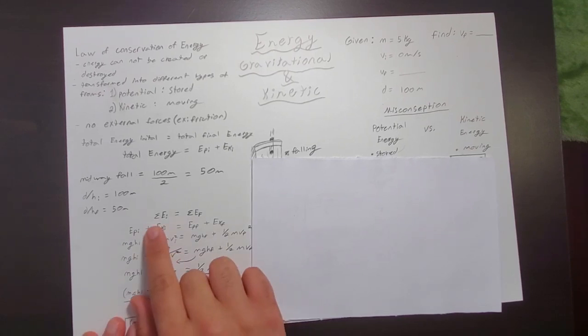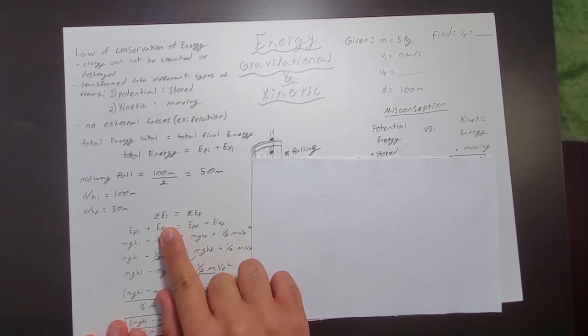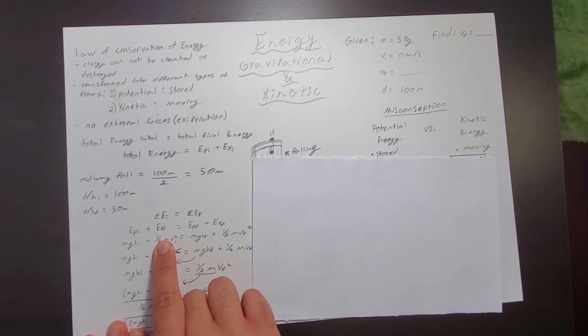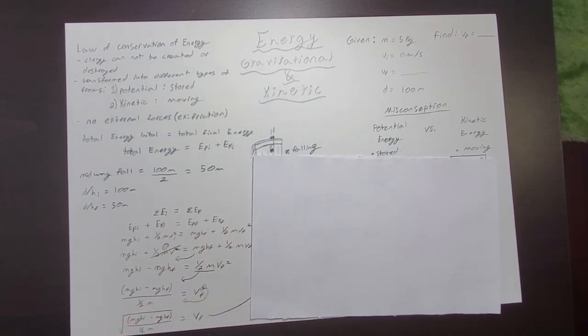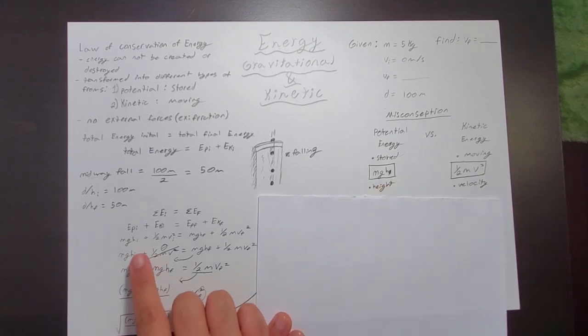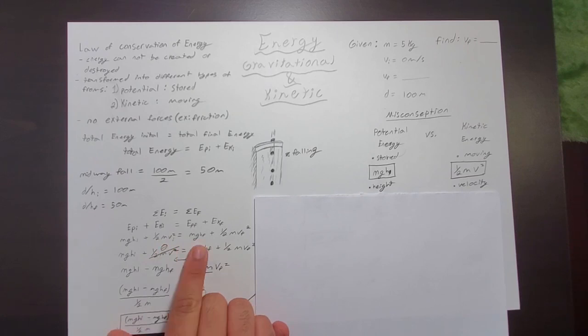Now we can start off with setting an equation, which is the sum of all initial energy equals the sum of all final energy. Initial and final energy can be broken down into potential and kinetic. Potential energy has a formula of mass times gravity times height, as shown over here. We have broken this down into both final and initial values.